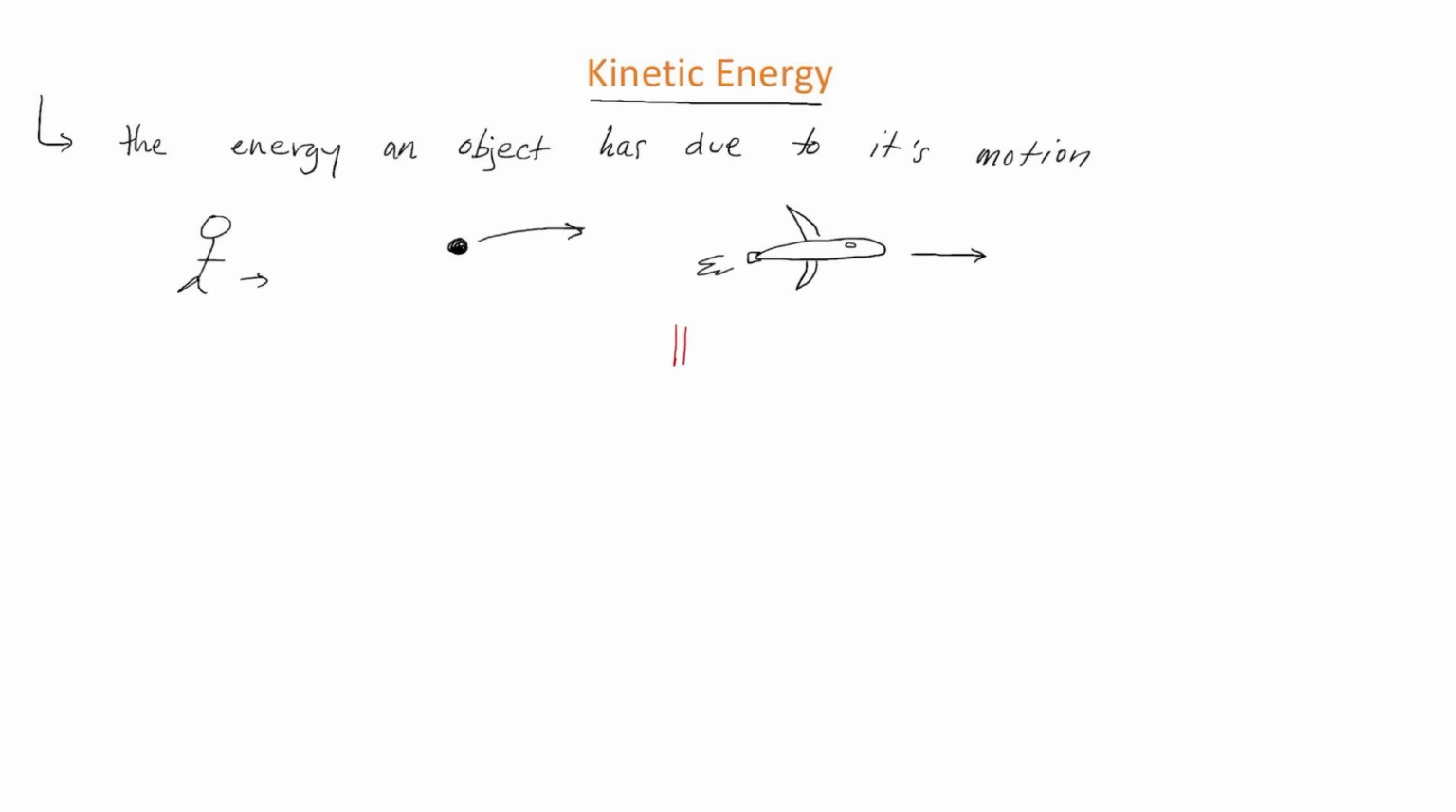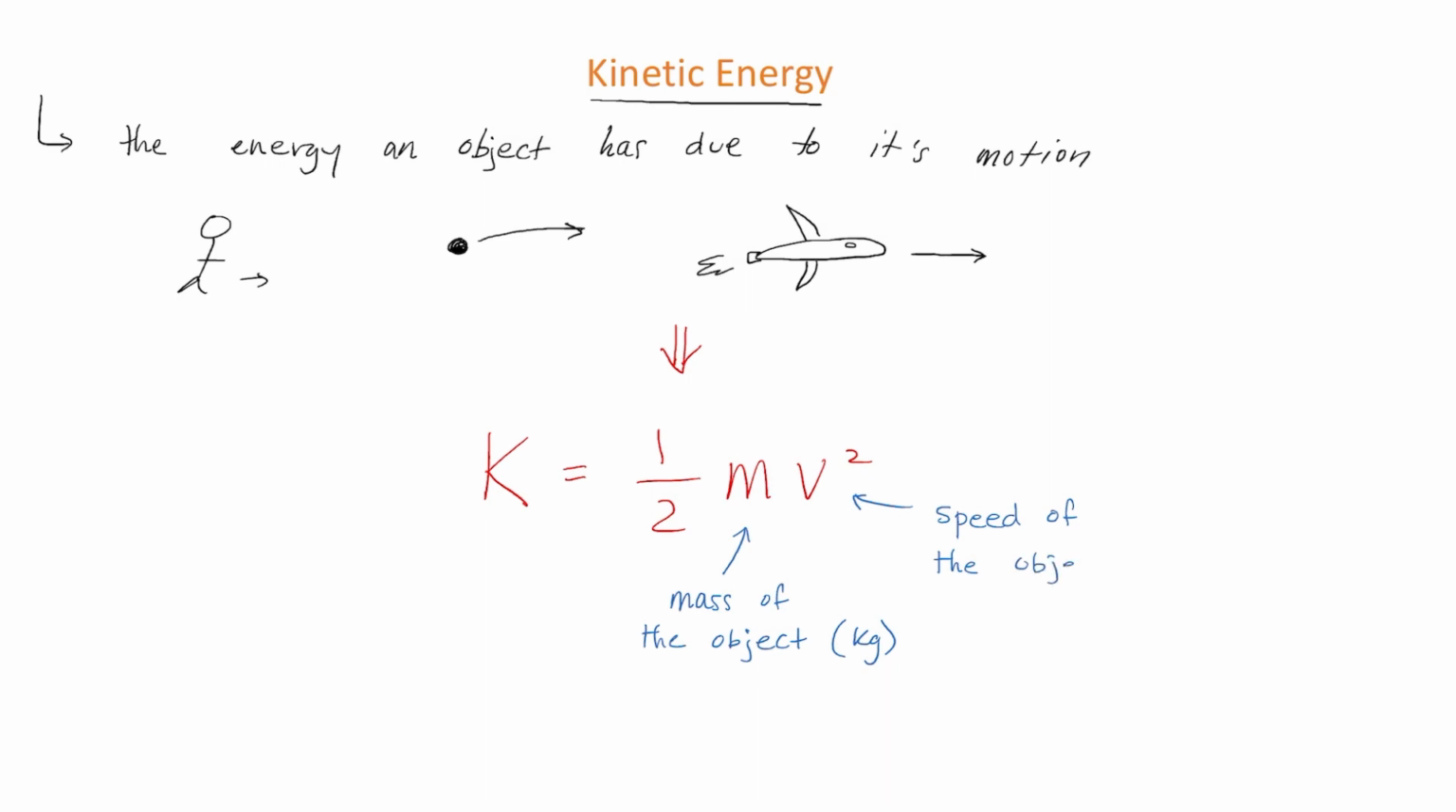And if you need to calculate an object's kinetic energy, you can use this equation, which says that the kinetic energy is equal to 1/2 mv squared, where m is the mass of the object in kilograms, v is the speed of the object in meters per second, and K is the object's kinetic energy, and that has units of joules. And now here's a few notes.